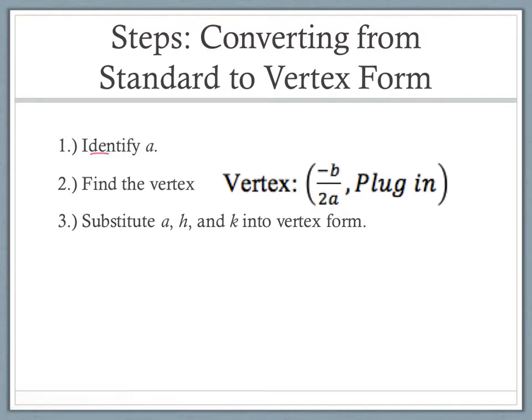Now when we go the other way, from standard form to vertex form, first we're going to identify the a, because our a values are going to be the same. And remember, when we want vertex form, we need our h and our k. So we're going to have to find the vertex, which is our h and k.